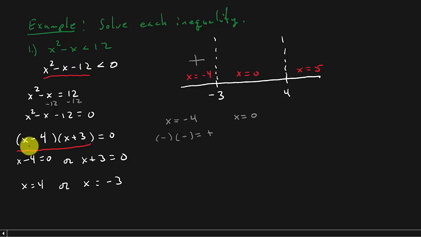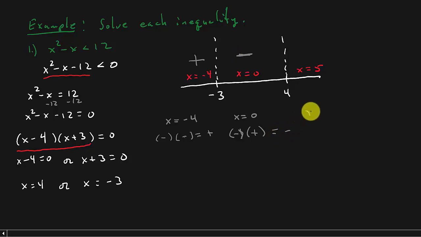But let's do this. So I plug the 0 in. 0 minus 4 is -4. That's a negative number. And then 0 plus 3 is 3. That's a positive number. So you can see this would be negative, this would be positive. Negative times a positive is a negative. So this would be a negative solution in there.